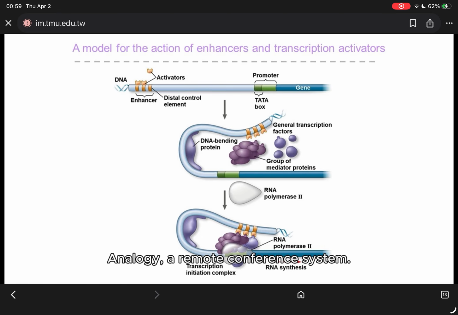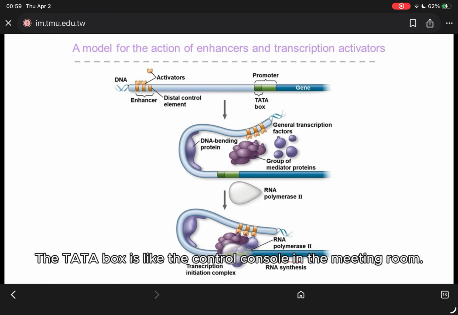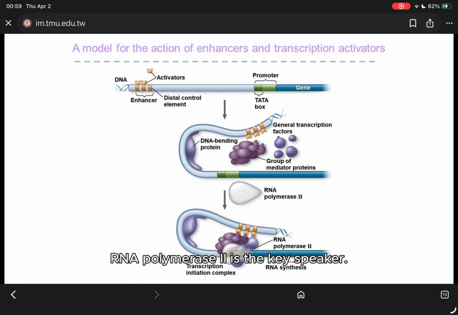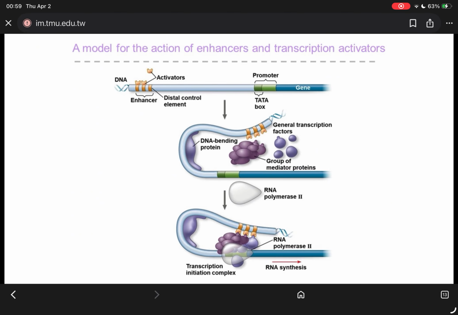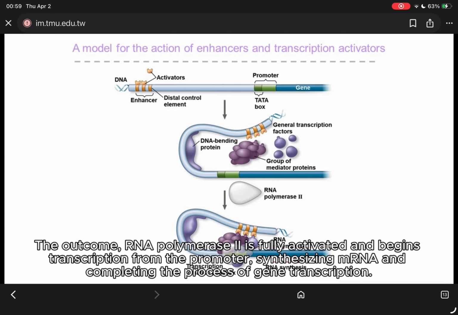Analogy, a remote conference system. The TATA box is like the control console in the meeting room. RNA polymerase II is the key speaker. Enhancers and activators are the remote commanders. The mediator complex is the communication system that transmits the commander's signals to the speaker. The outcome: RNA polymerase II is fully activated and begins transcription from the promoter, synthesizing mRNA and completing the process of gene transcription.